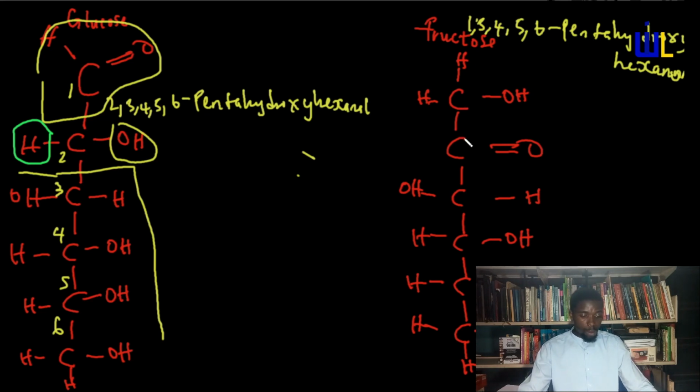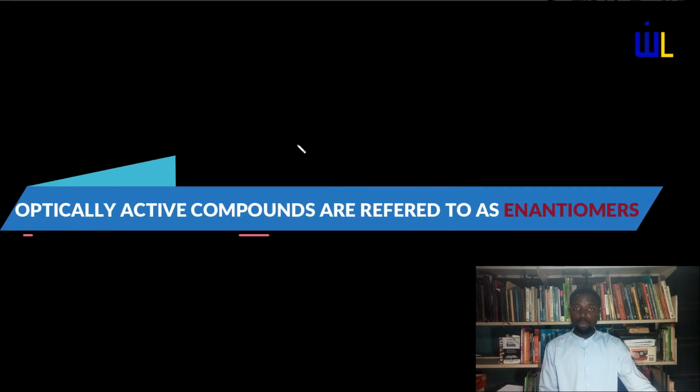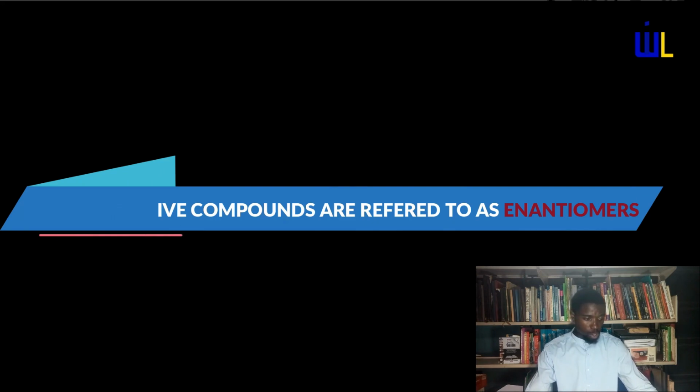In fructose, the chiral carbons are 3, 4, and 5. These exhibit optical isomerism, while 2, 3, 4, and 5 are chiral carbons of glucose. With that said, I hope this has been helpful, which means that glucose and fructose both exhibit optical isomerism. Having understood optical activity and its relation to chiral carbon, it is also important to note that compounds that exhibit optical isomerism or are optically active are referred to as enantiomers.